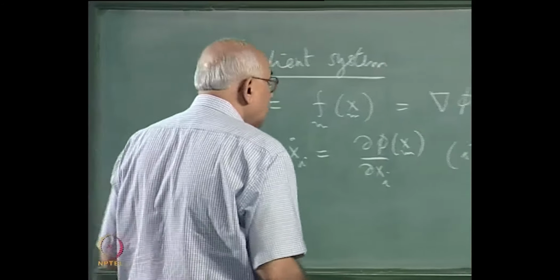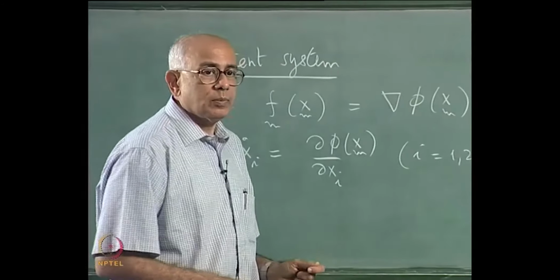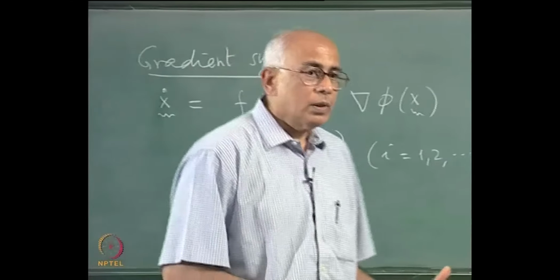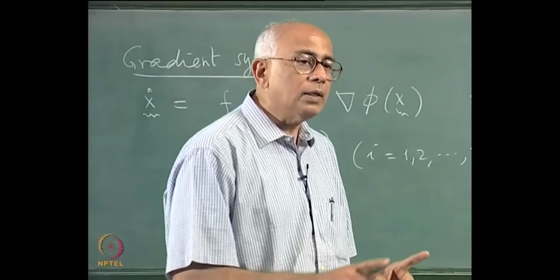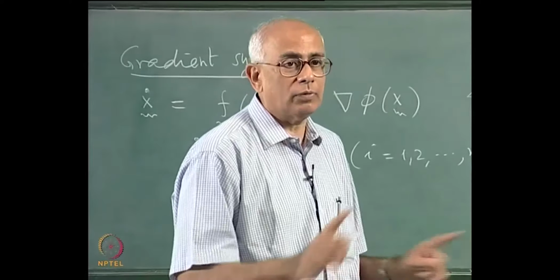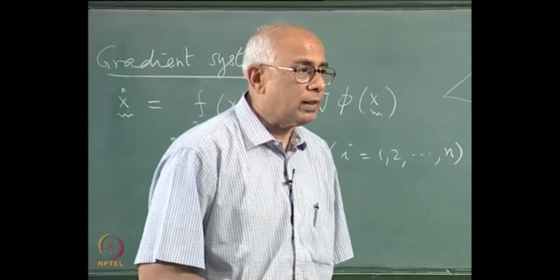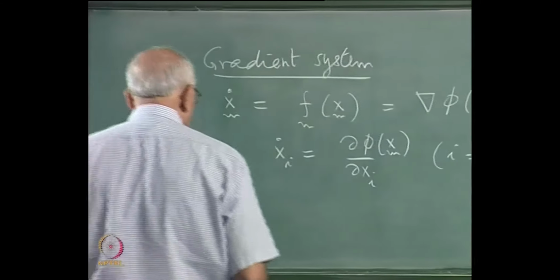There is another very important class of dynamical systems called Hamiltonian systems, for which once again a single scalar function determines the vector field f on the right hand side. And now let me define a Hamiltonian system.